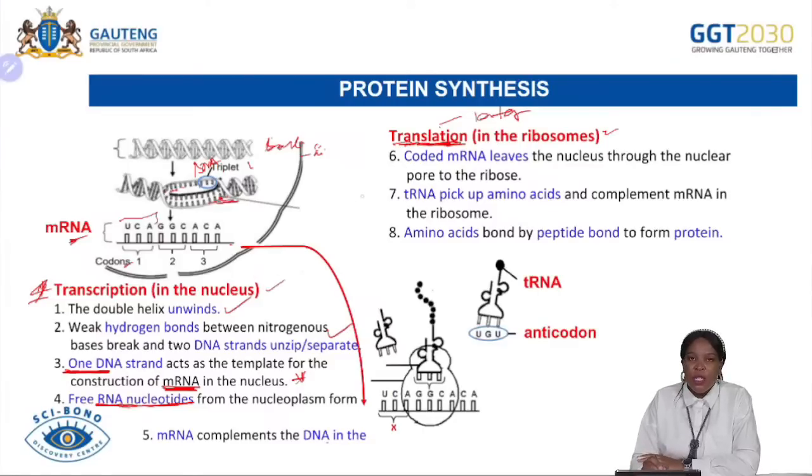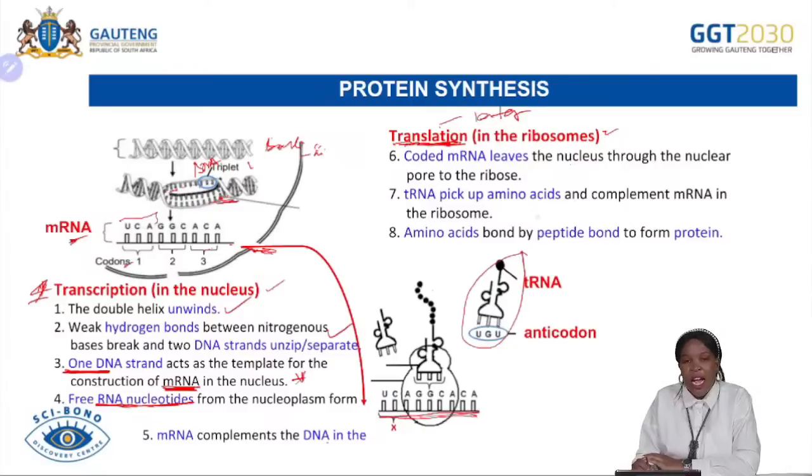What happens during translation? The coded mRNA, this one now, is going to leave the nucleus through the nucleopore here. It is leaving the nucleus through the nucleopore, and it is going to attach here on the ribosome. When it attaches on the ribosome, what is going to happen? tRNA, these ones now.